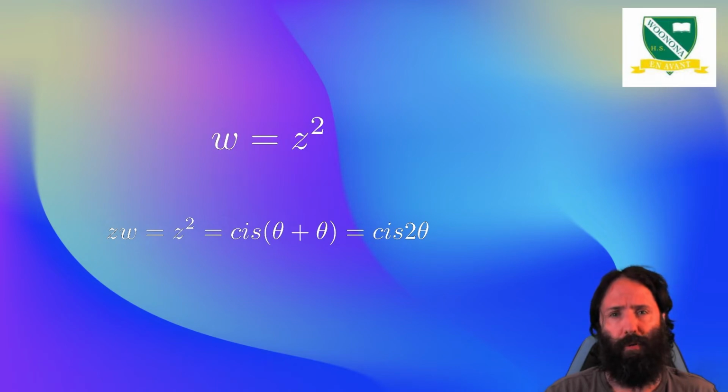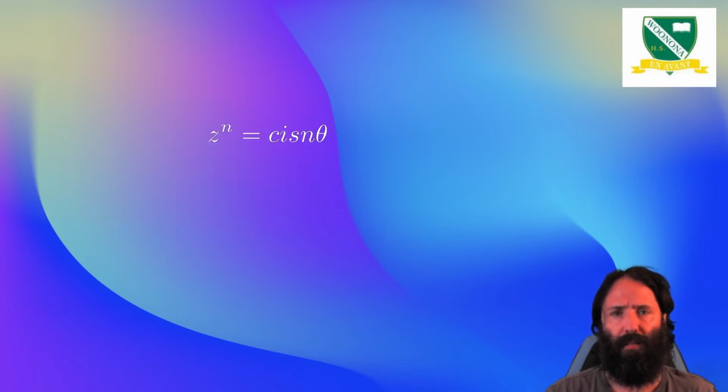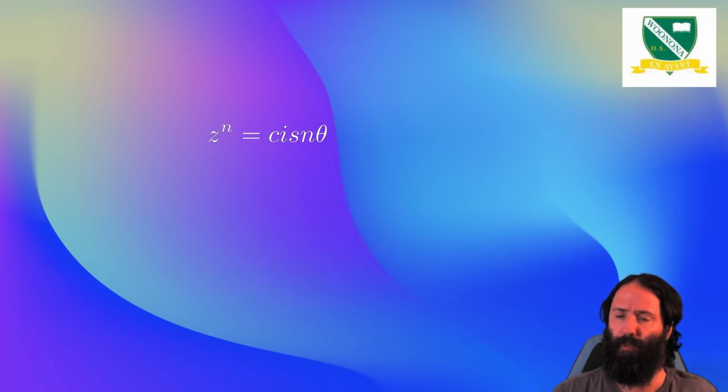Now let's suppose that w is z squared. Then this time, zw is z cubed. So we add those arguments together, theta and 2 theta, and we get cis 3 theta. And hopefully you can see that there's a nice pattern here, that z to the power of n is just cis of n theta. We just multiply the arguments.